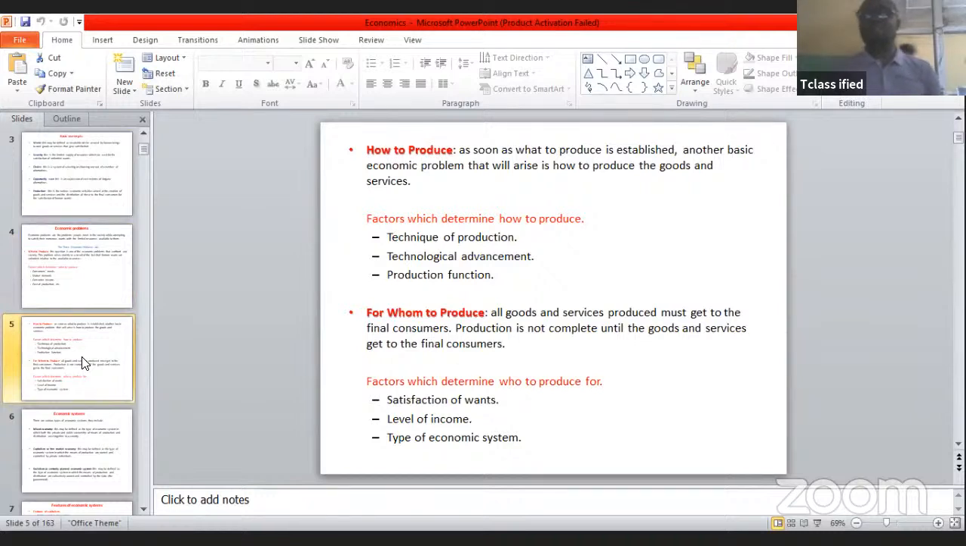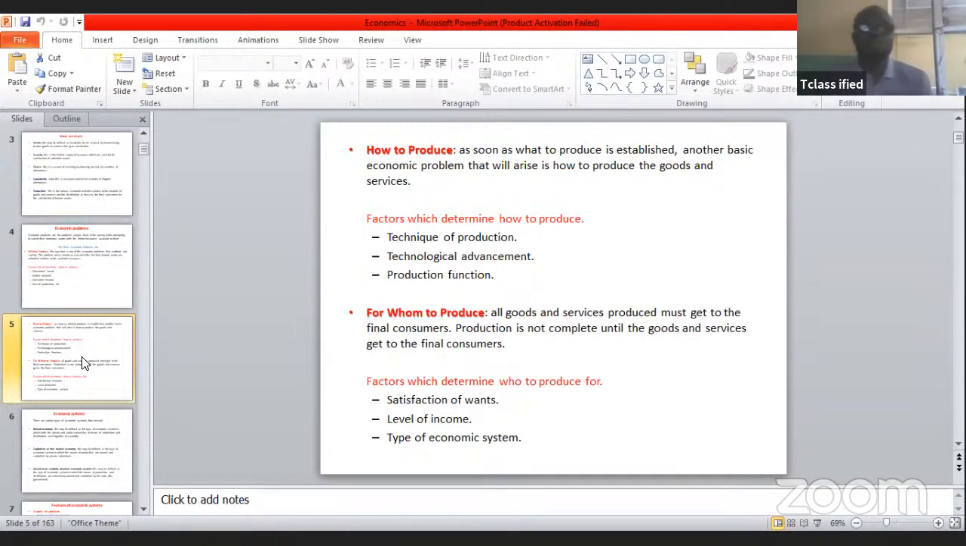The second problem in economics is how to produce. How do I go about rendering these services? Having chosen that the service I want to render is cafe work that students can get into, or software development that people in the school community want, how do I go about rendering these services? How do I produce these goods or services?